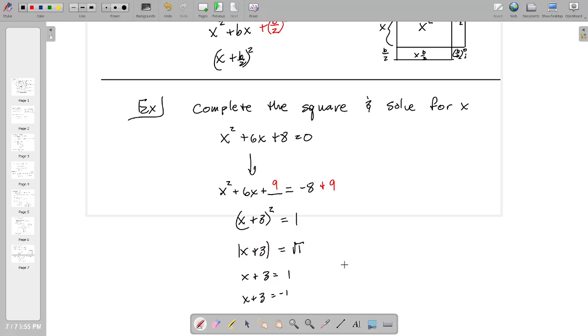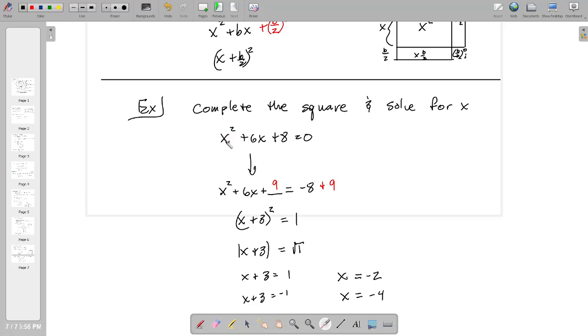So in the first one, x plus 3 is equal to 1 will yield x is equal to negative 2 by subtracting 3 from both sides. And then subtracting 3 from both sides in the second equation gives us negative 4. Both of these solutions should satisfy this equation. Now we can check them.